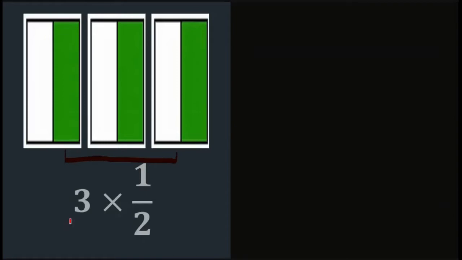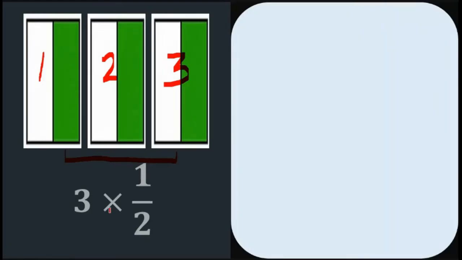Ma'am, where did the 3 come from? Let's count it. This is 1. This is the second 1/2. And then the third one. Okay. Ma'am, how do we do that? How will we do it? Let's have this one. So, 3.